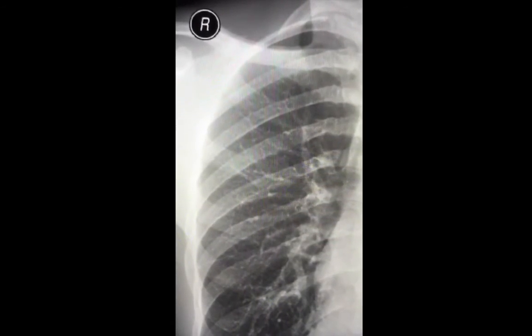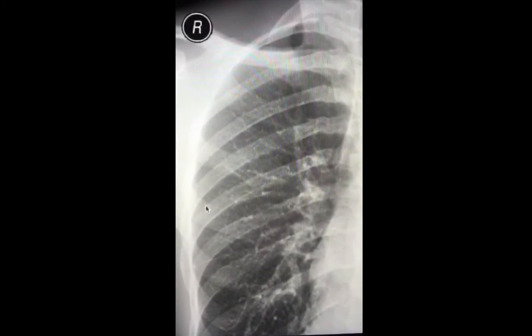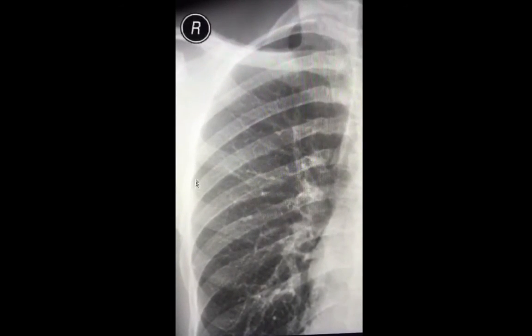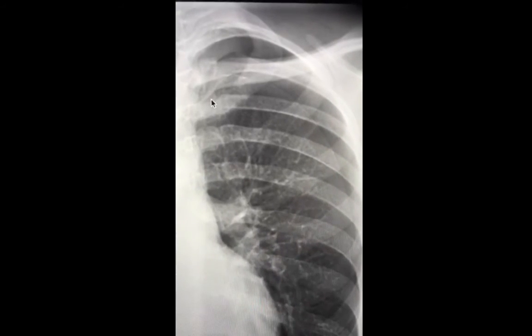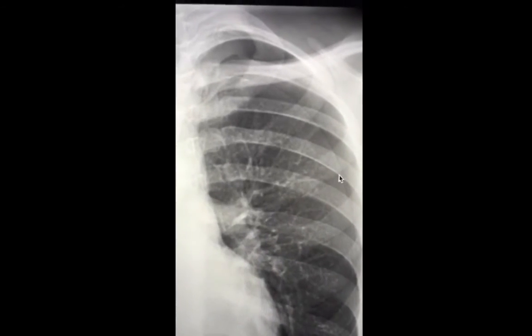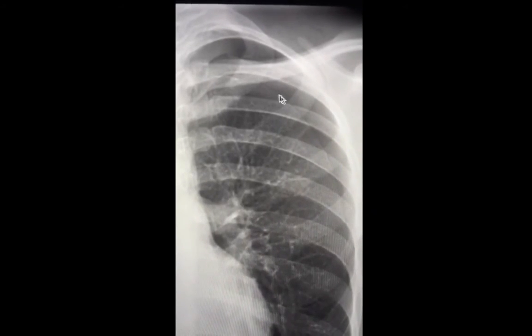Let's look at the magnified image of this normal right lung. Notice how the lung markings reach all the way to the periphery. Now look at the abnormal left lung. You'll see two things. One, there's a thin line that parallels the chest wall. Two, there is absence of lung markings beyond that line.